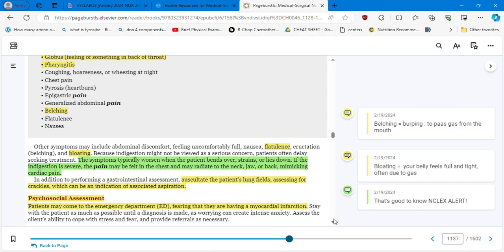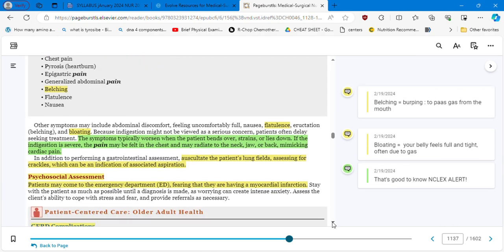Other symptoms may include flatulence, bloating, and the symptoms typically worsen when the patient bends over. So that's another way to assess. You can ask the patient to bend over, strain, or lie down, as you ask the patient during the assessment process, when do you feel the symptoms are getting worse? And when you use your OLD CARTS, right? What is the location, the duration? What worsens the condition, what relieves the condition.